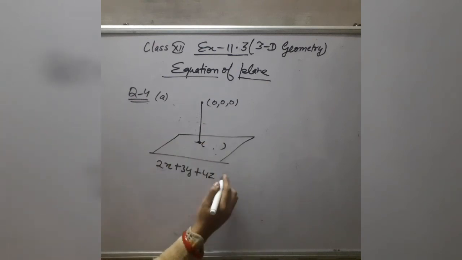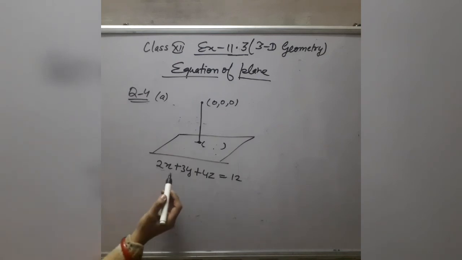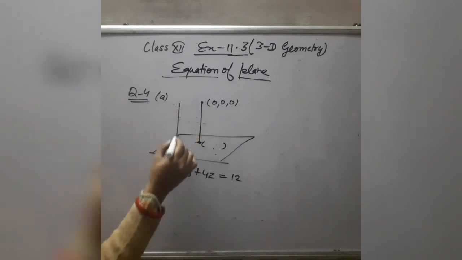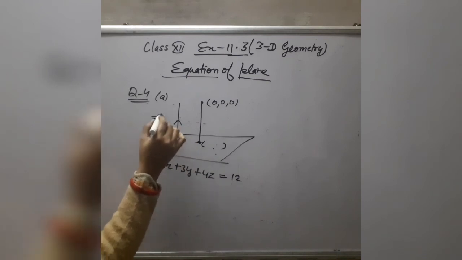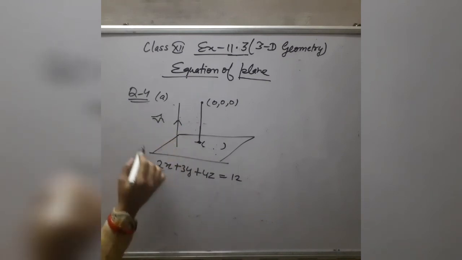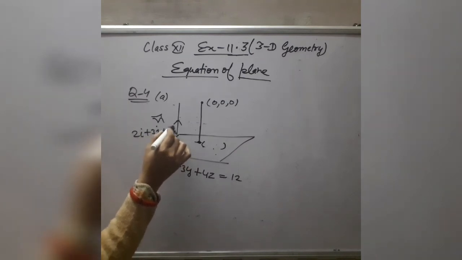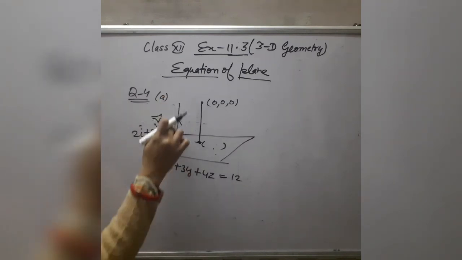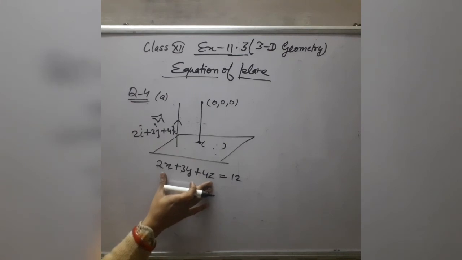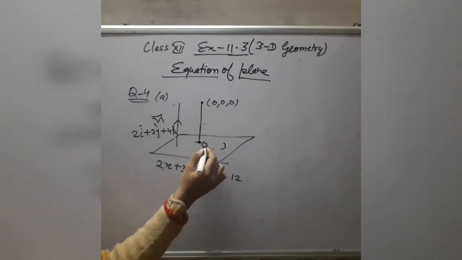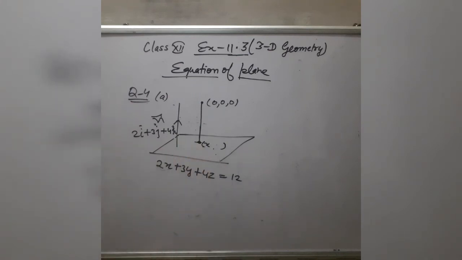Now this equation can be written as: -12 comes on this side, it becomes +12. Here the coefficients of x, y, z give you the normal vector. What will be the direction ratio of this normal vector? 2i + 3j + 4k. This is the normal vector of this plane, which we have found from this equation. And let us suppose this point is x, y, z.